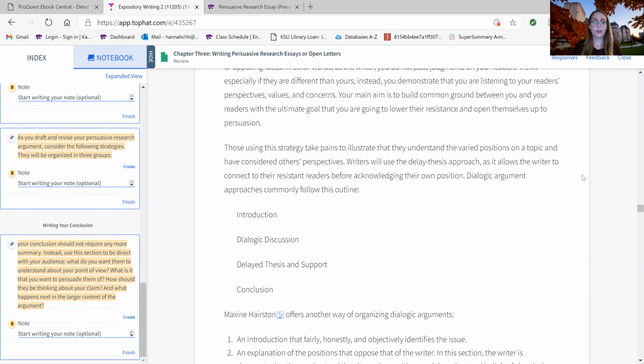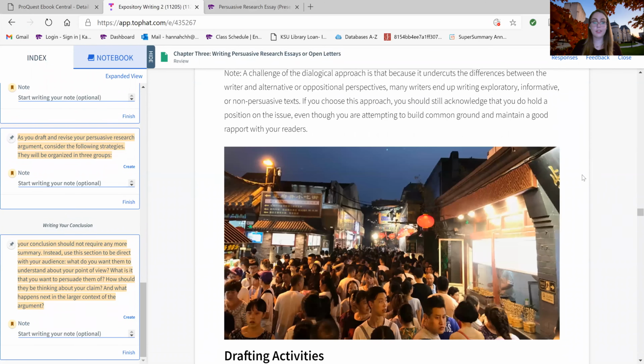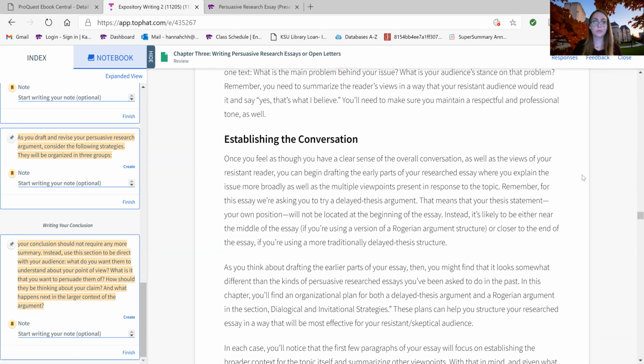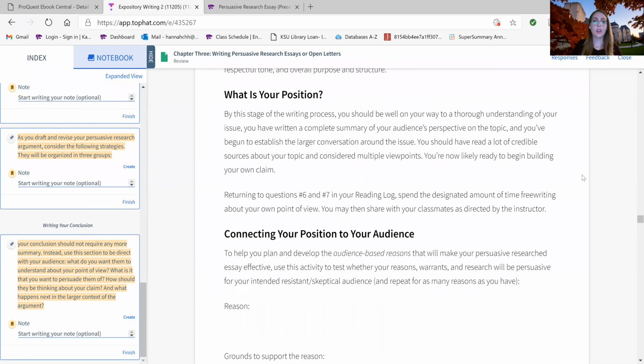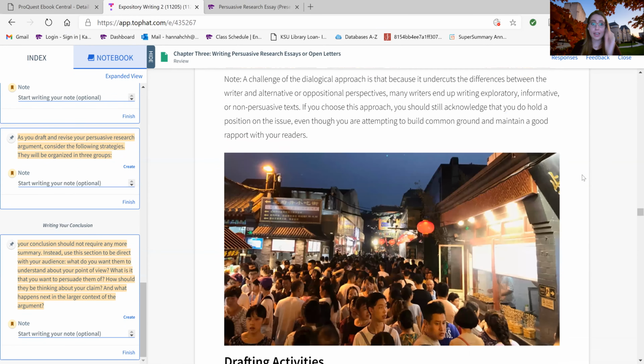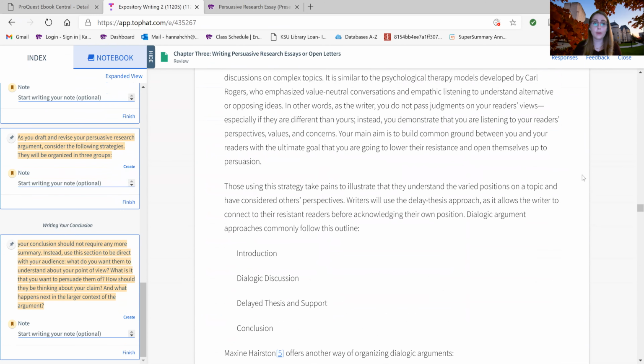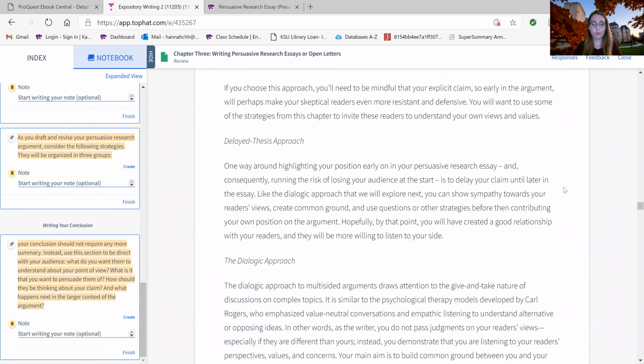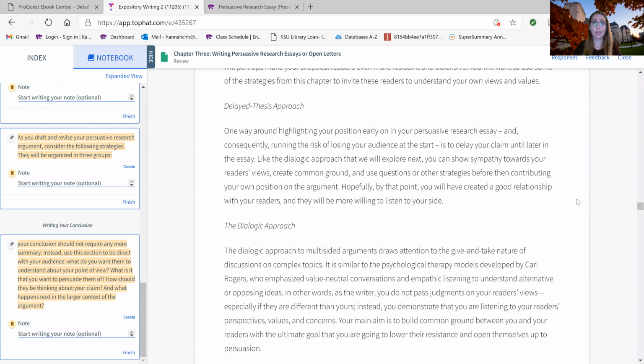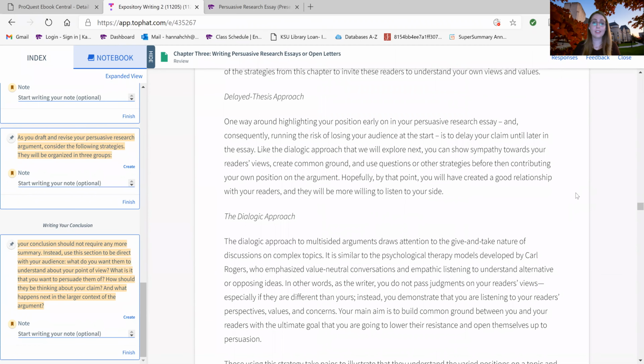And then we are going to move into organizational strategies. Okay, so for this essay, as I have mentioned, you are going to use a dialogic approach and a delayed thesis. Meaning, no matter what, you are going to use a dialogic argument.